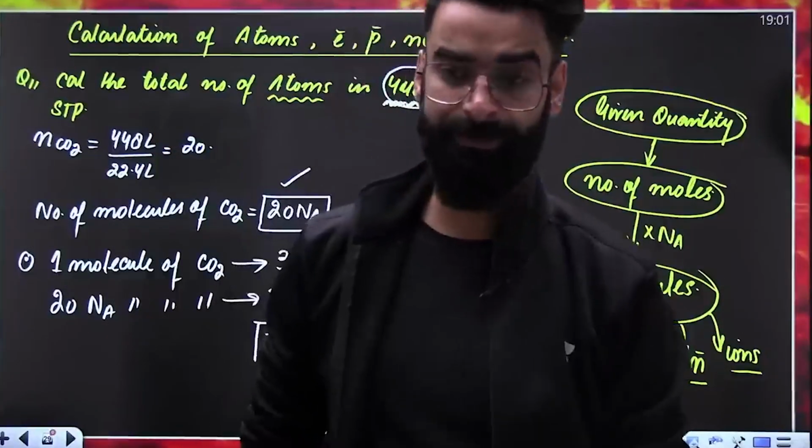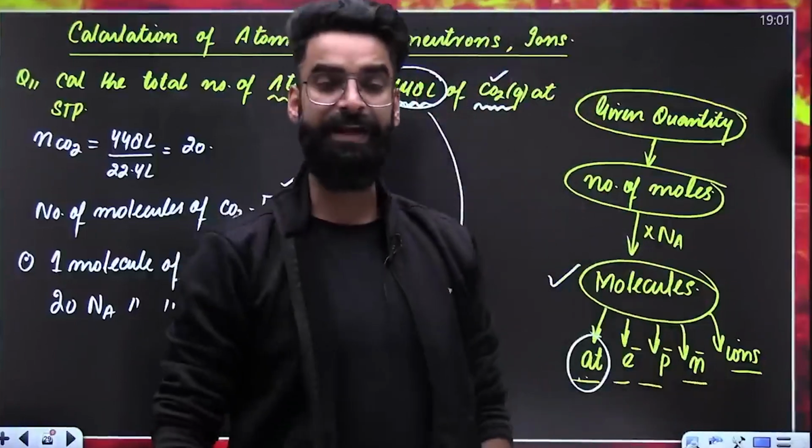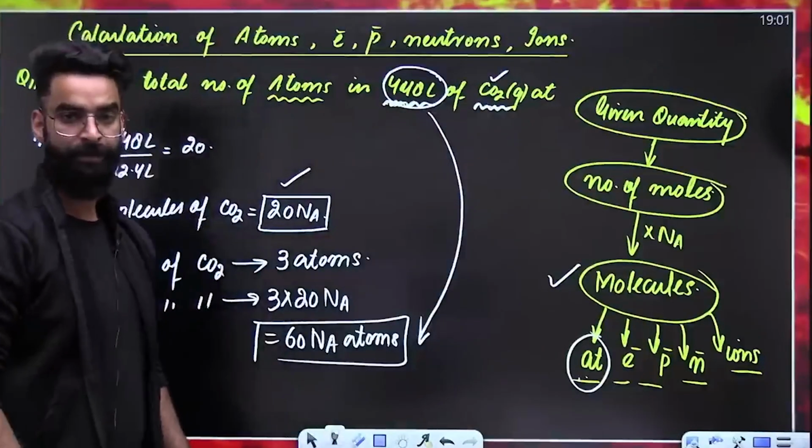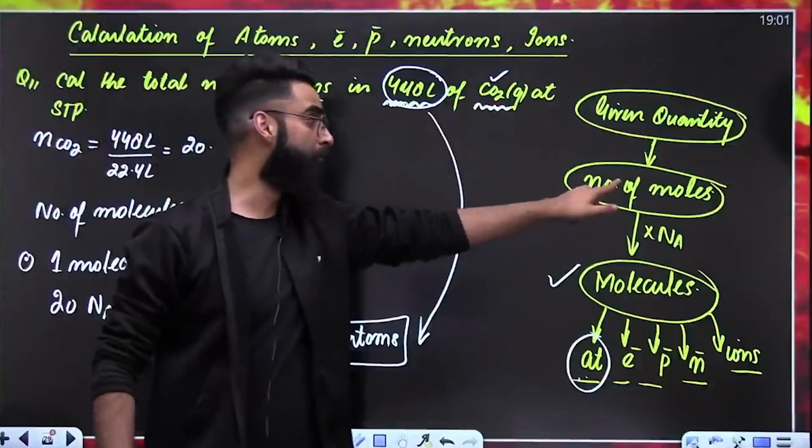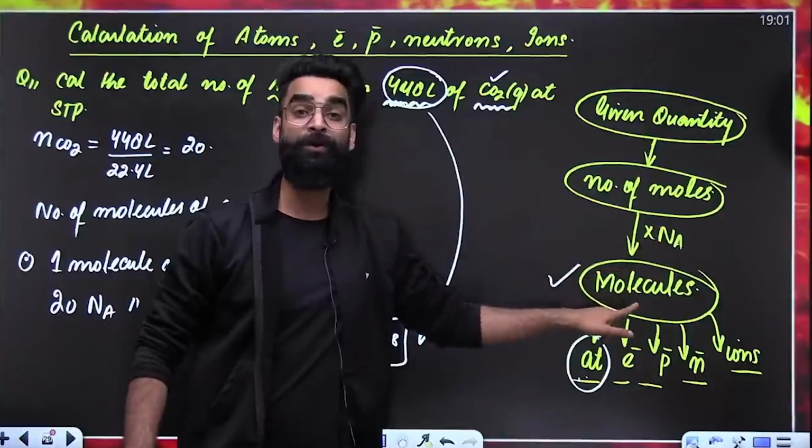Is this super clear to everyone? Quickly, guys. The given substance was in molecular form. That's why moles multiplied by Avogadro's number gave me molecules.